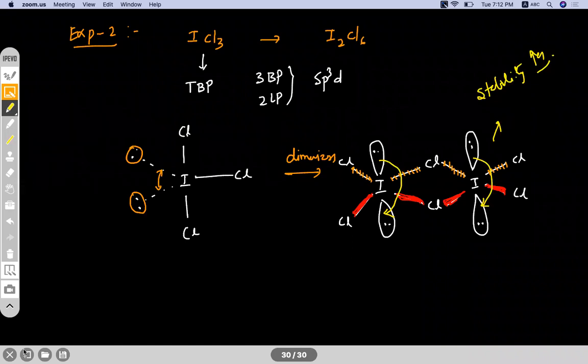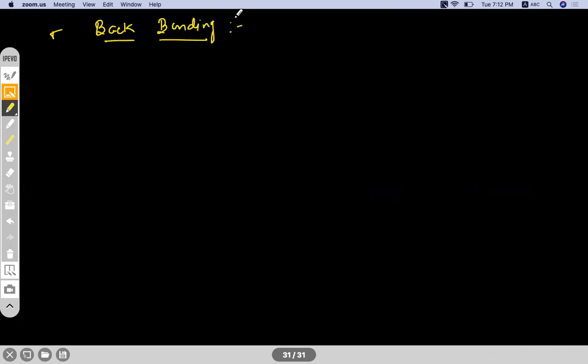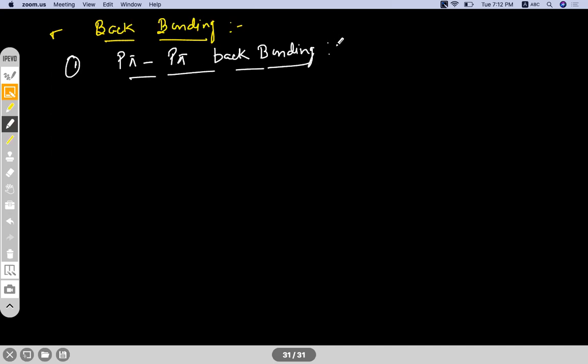Okay. Now the next one is back bonding. We have two types of back bonding. The first one is p pi back bonding. You write it down, this p pi back bonding. I'll explain why it is called p pi back bonding. You'll understand it. Okay, first we'll see this example here. P pi back bonding is what? Suppose we have a molecule. We have a huge application of this, right?